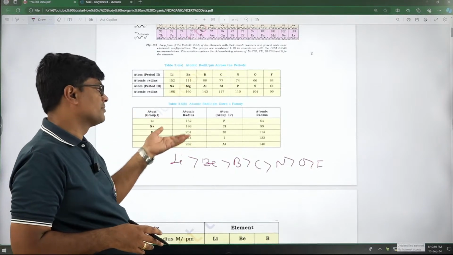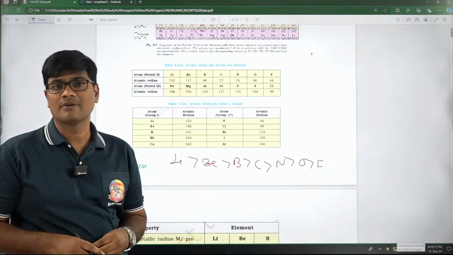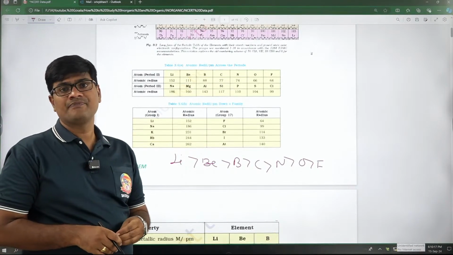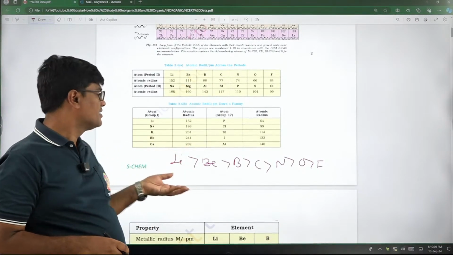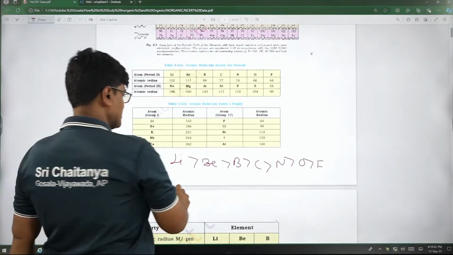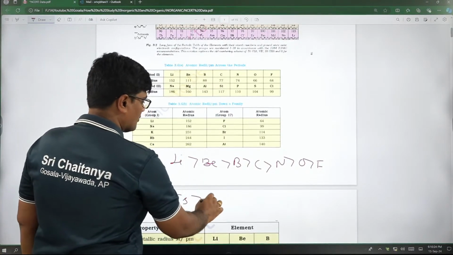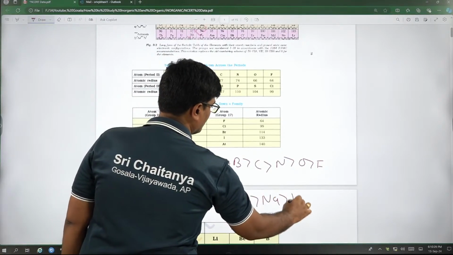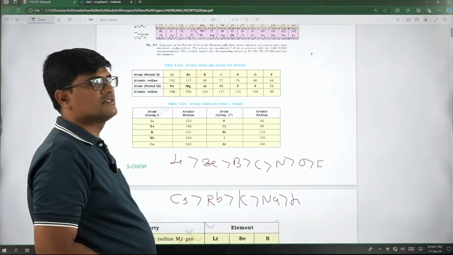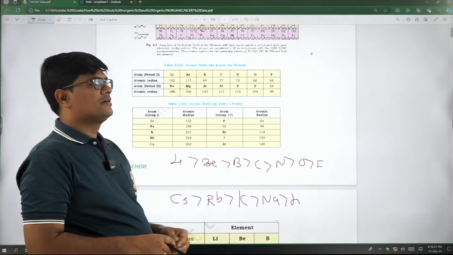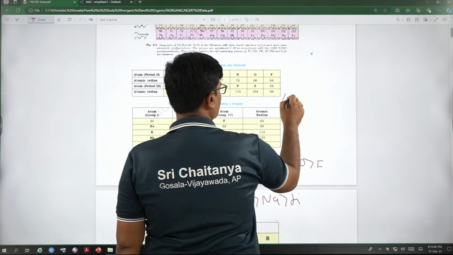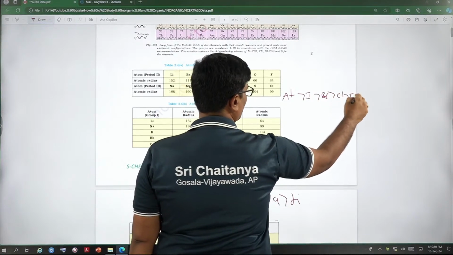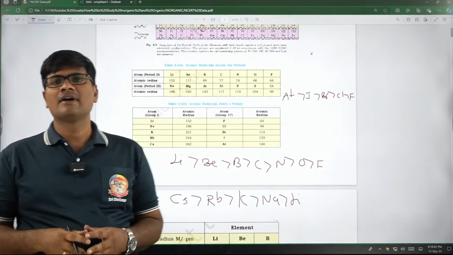Next table, suppose this is about down the group, what happens to atomic radii. Look at there, here down the group atomic radii increases. In alkali metals, the atomic radii increases. Look at there, here the trend is cesium greater than rubidium greater than potassium greater than sodium greater than lithium. Similarly, in case of halogens, we have astatine greater than iodine greater than bromine greater than chlorine greater than fluorine. So down the group atomic radii increases.